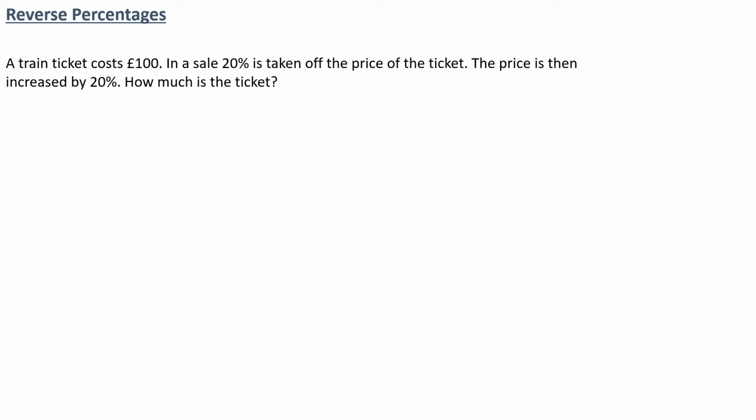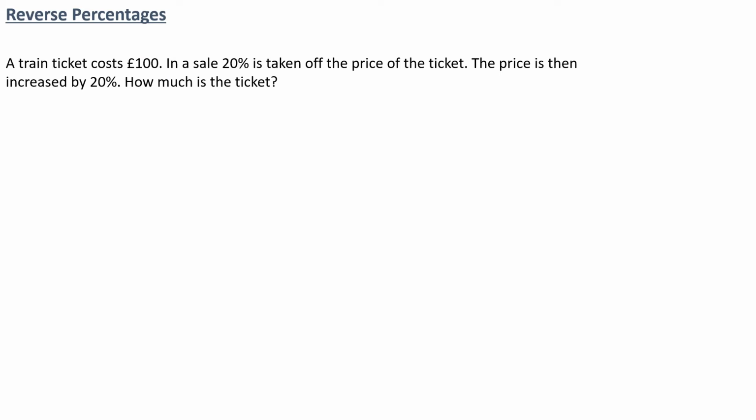A train ticket costs £100 and in a sale 20% of the price is taken off the price of the ticket. The price is then increased by £20. How much is the ticket? Well, you would imagine that we take £100, we decrease it by 20%, and then we increase that amount by 20%. Your probable initial assumption is that it'll go back to £100. But let's work through and see what happens here.